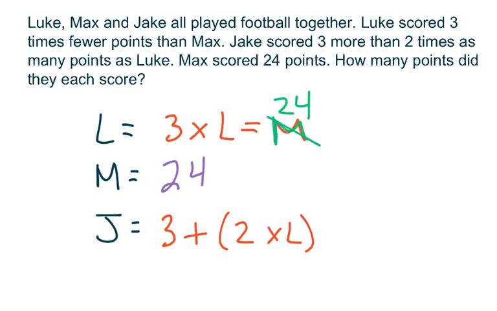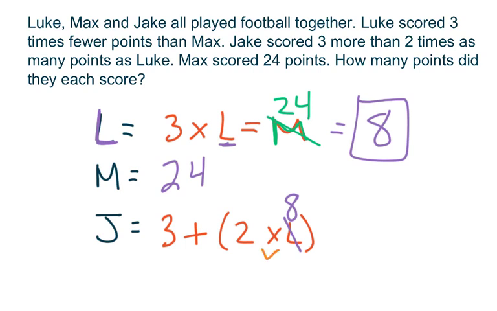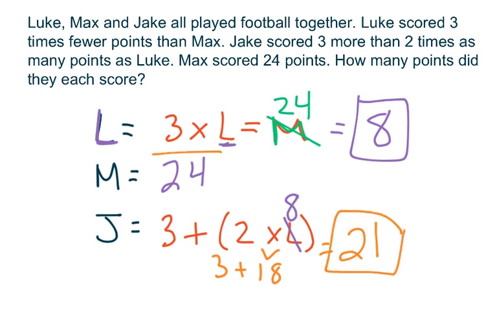So I saw an M in Luke's equation, so I replaced that with 24. Now I can solve for Luke. I need to think, 3 times what gives me 24? Well, 3 times 8. So Luke scored 8 points. Max scored 24 points. Now that I know what Luke scored, I can replace my L down in Jake with my 8. And now I can solve for Jake. 2 times 8 gives me 16, plus 3 more gives me 21. So Jake scored 21 points, Max scored 24 points, and Luke scored 8 points.